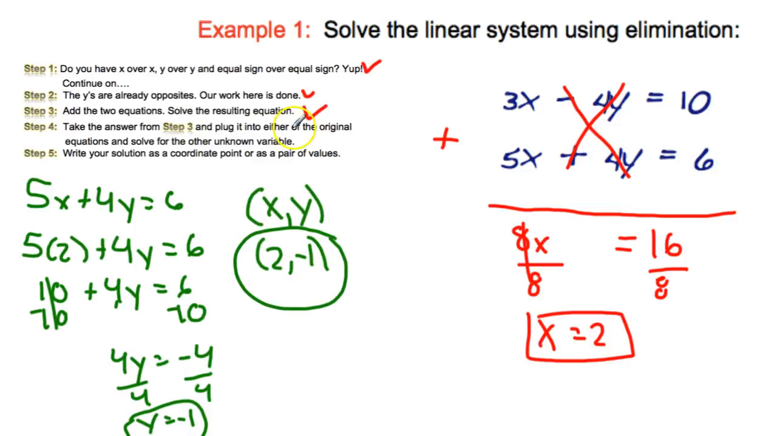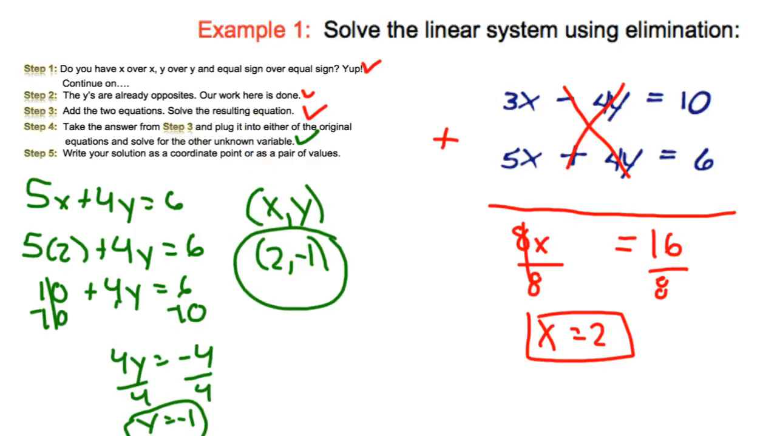Bam. 2, negative 1. So just to review, we started off, we said, okay, these are all lined up, and the negative 4y and the plus 4y can cancel. So we canceled them. We added the two equations. We solved for x. We plugged x back in here. That was this step right there. We solved for y, and then we wrote it as a coordinate pair.